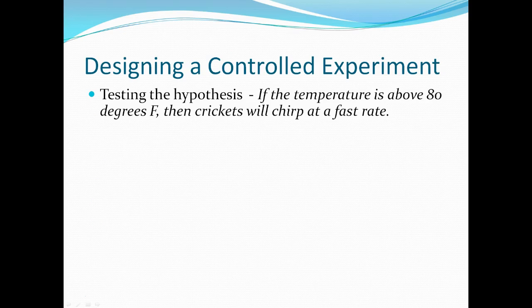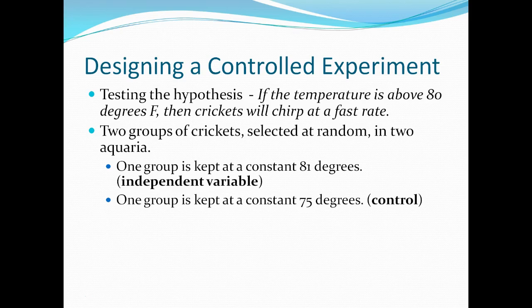So let's design a controlled experiment to test the hypothesis about cricket chirp rates and temperature. The hypothesis states if the temperature is above 80 degrees Fahrenheit, then crickets will chirp at a fast rate. 2 groups of crickets will be chosen. So we'll go to the pet store, we'll randomly select, say, 50 crickets, and we're going to isolate them in 2 different aquaria. One group is going to be kept at a constant 81 degrees, that's our independent variable. The other group is going to be kept at a constant 75 degrees, which is around room temperature. That would be our control group.